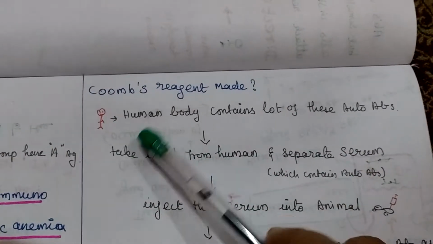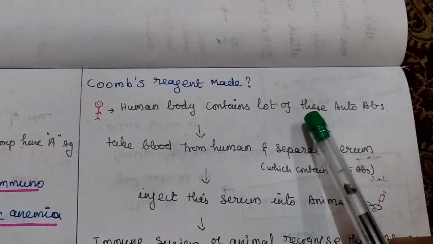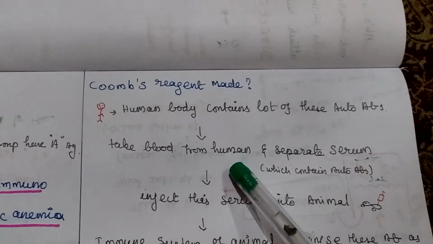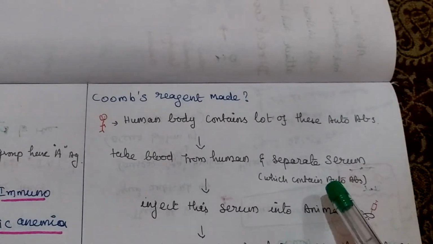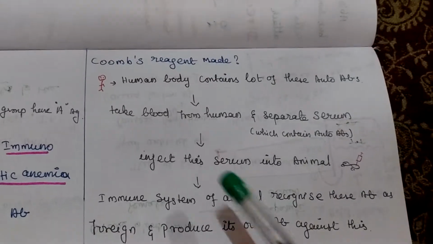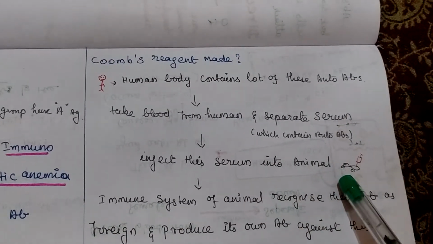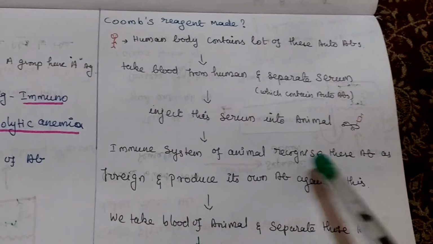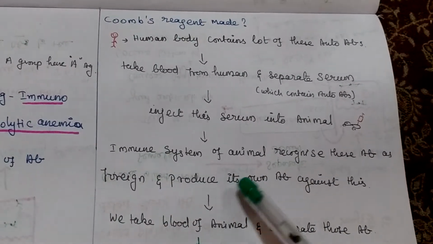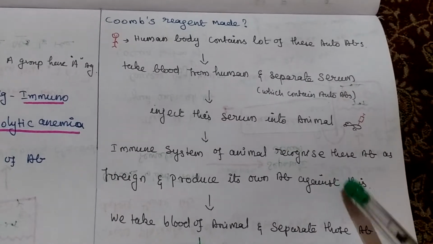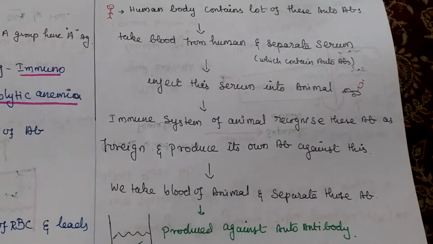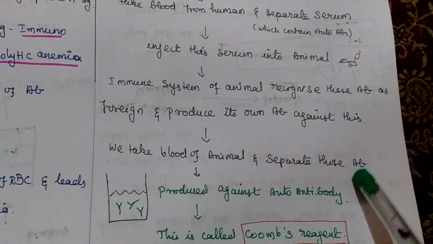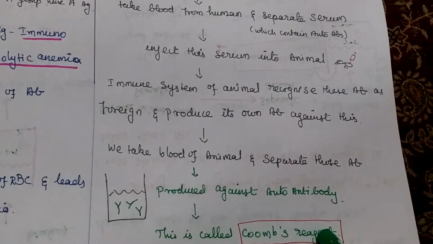This human body contains a lot of autoantibodies. Take the blood from the human and separate the serum. It contains autoantibodies. Then inject this serum into an animal. The immune system of the animal recognizes these antibodies as foreign, so it produces its own antibodies against these antibodies. We take blood from this animal and separate this antibody. This antibody is called Coombs reagent.